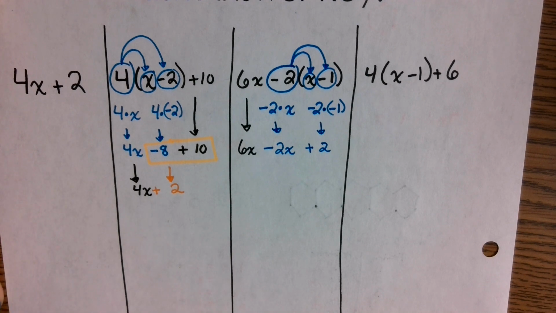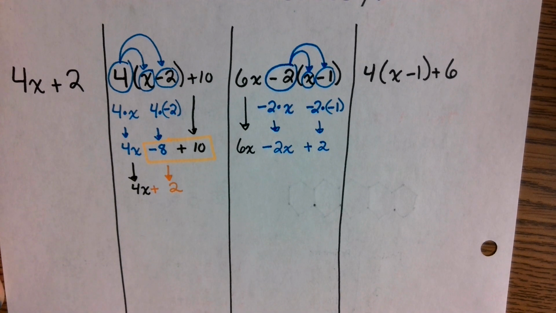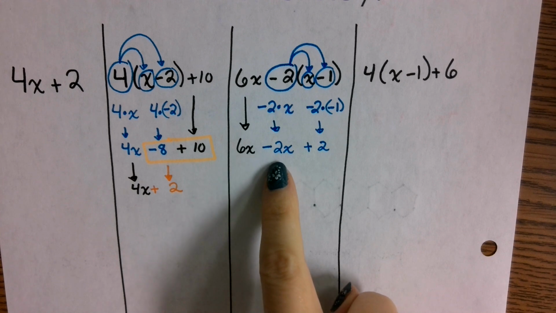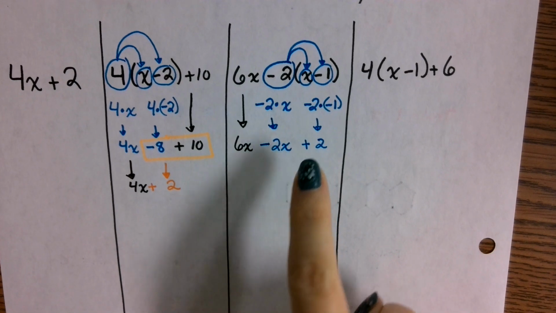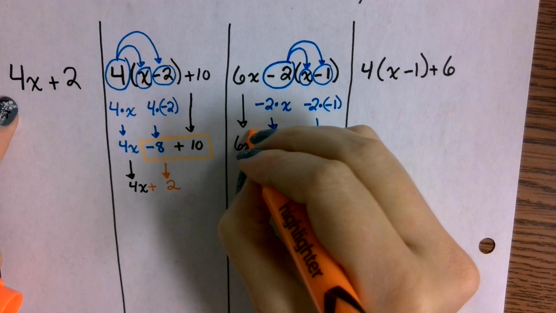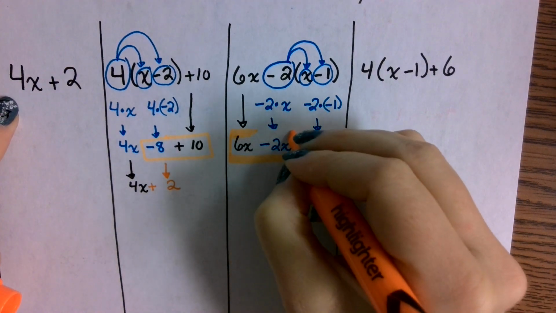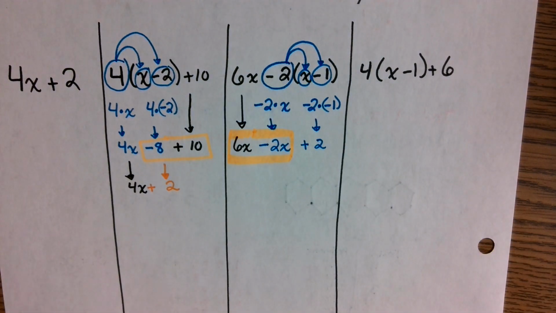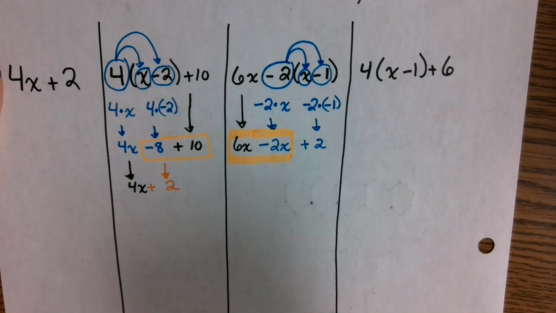Now we need to focus on combining those like terms. So what set of like terms do we have up here? We've got a 6x, a -2x, a +2. Which set is like terms, Mario? The 6x and the -2x. That's our set of like terms. So I'm going to go ahead and highlight that right now. That's our set of like terms that we can combine together.